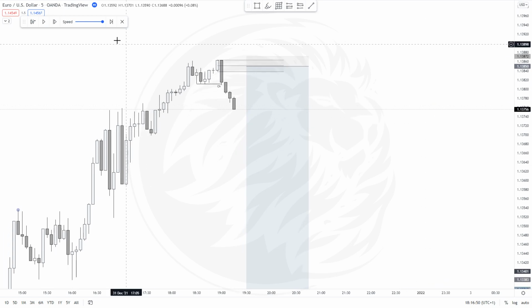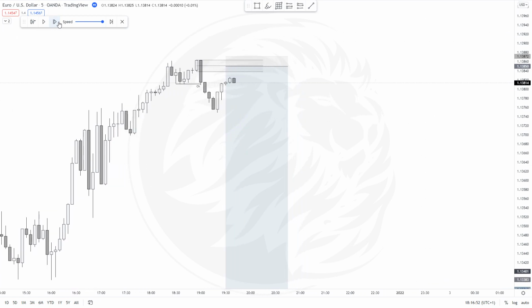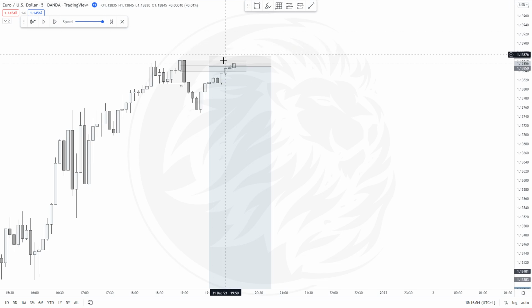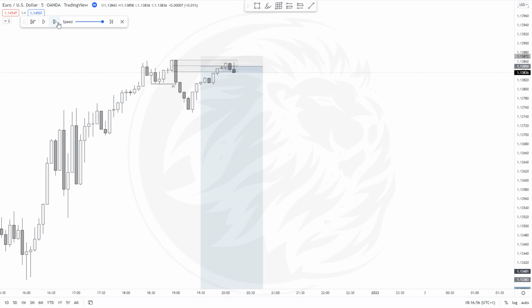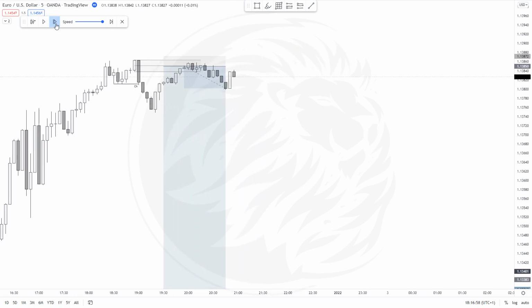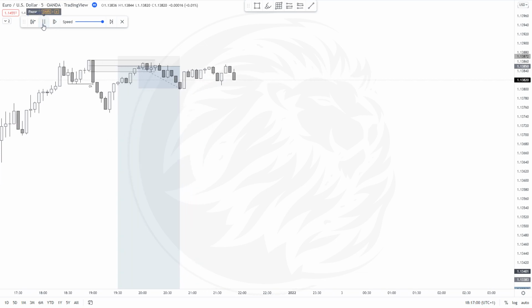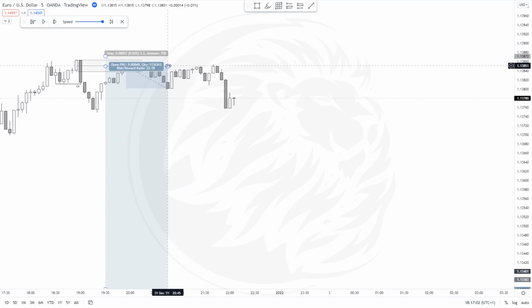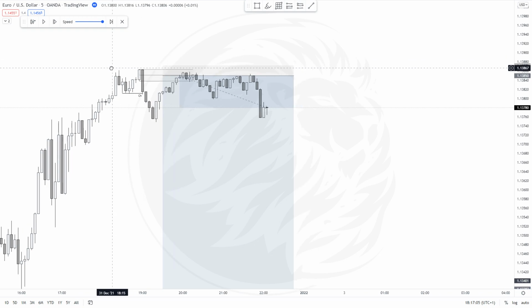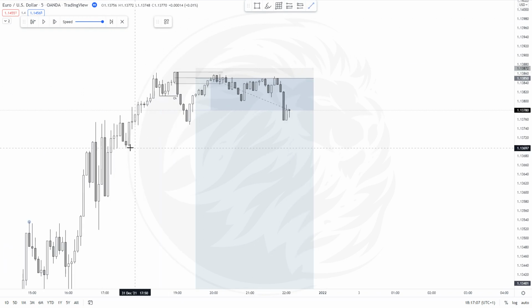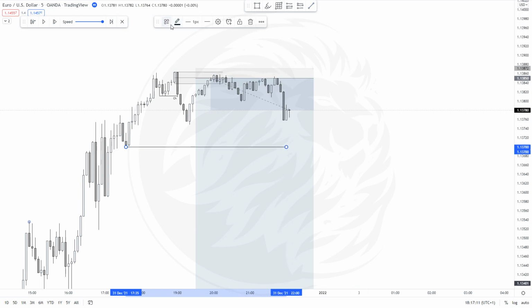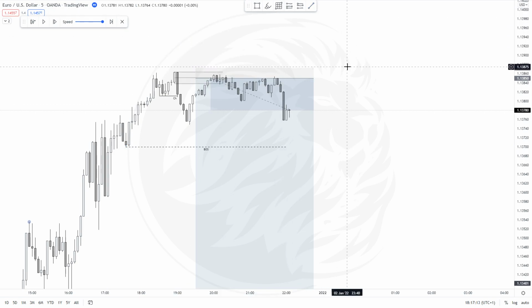Okay, now I will play the price. Price comes back. As we can see, price touched the 50% of the order block, and now price is melting. My breakout structure will be at this point. We'll wait for the price to break this structure now.